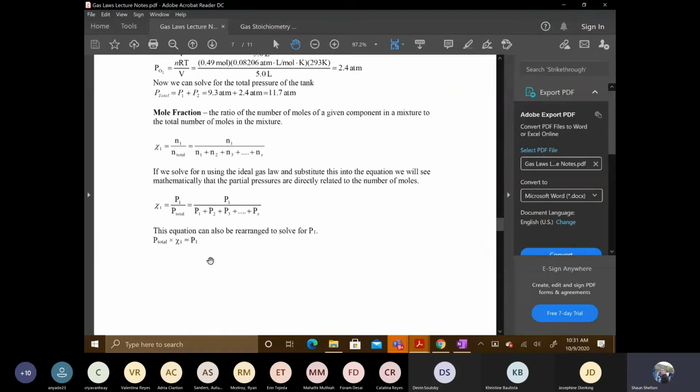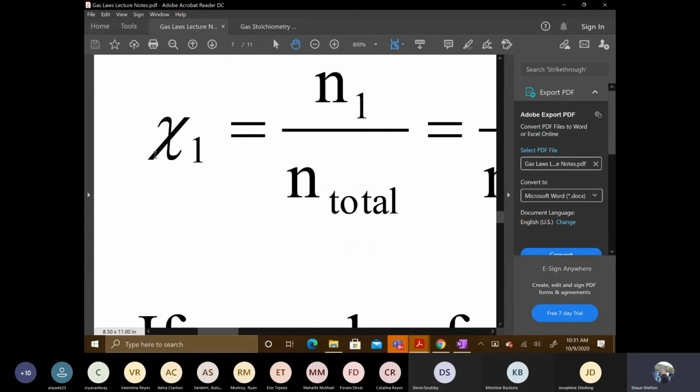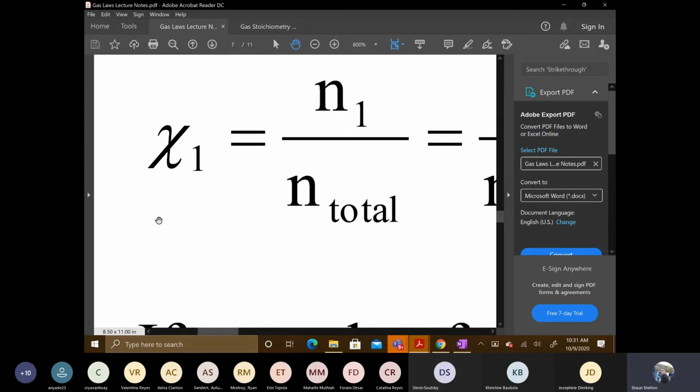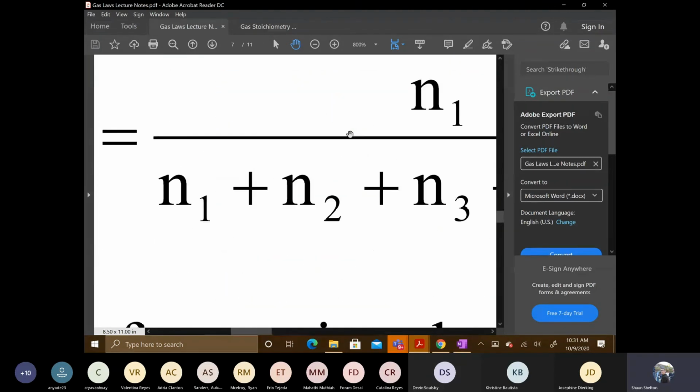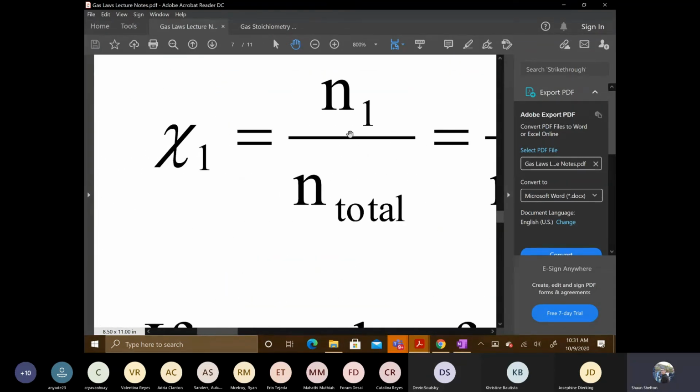Okay, mole fraction. So mole fraction uses this symbol chi. You can see there, and we'll blow this up here. So it's a chi, like a weird looking X. Chi is equal to the moles of a gas, so one could be oxygen gas, divided by the total moles of the system. All right, very simple. It's a ratio. So we could figure out the fraction of the atmosphere using this.